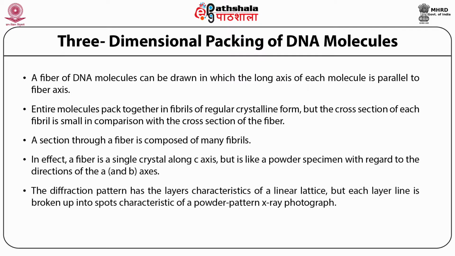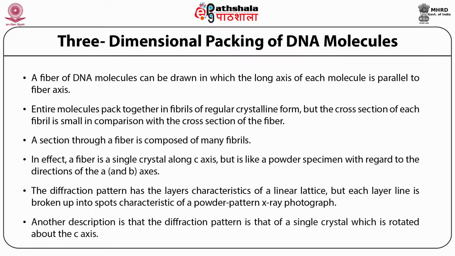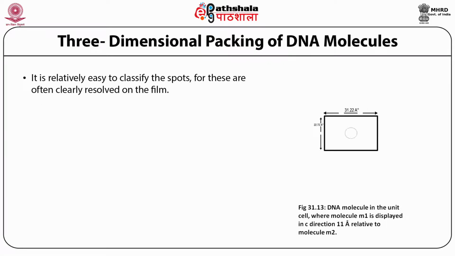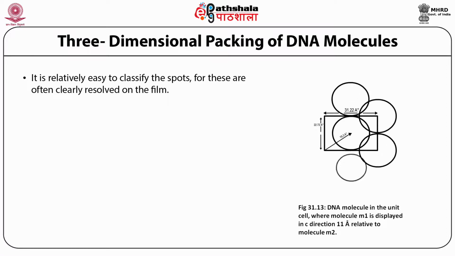The diffraction pattern has the layers characteristic of a linear lattice, but each layer line is broken up into spots characteristic of a powder pattern X-ray photograph. Another description is that the diffraction pattern is that of a single crystal which is rotated about the C-axis. It is relatively easy to classify the spots. These are often clearly resolved on the films.